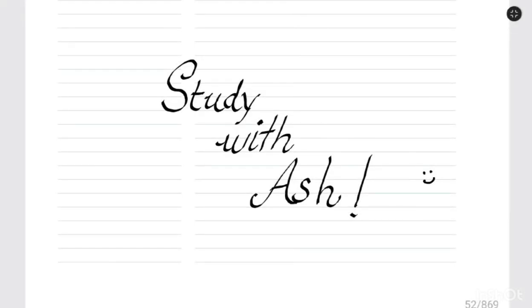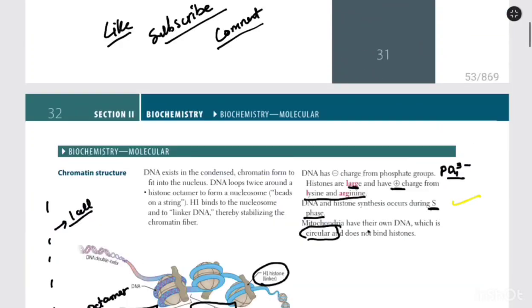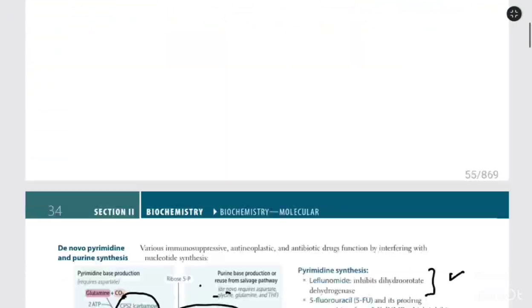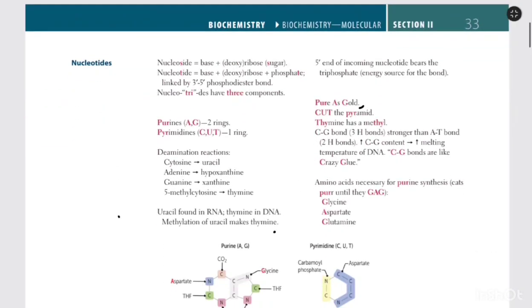For those of you who are new to the channel, I am currently on my second pass of First Aid, and I'm really looking forward to studying with you guys and helping make revision easier for you all. So today we're going to cover two important topics. The first one is nucleotide structure, and the second one is pyrimidine and purine synthesis. So we will start with the nucleotide structure.